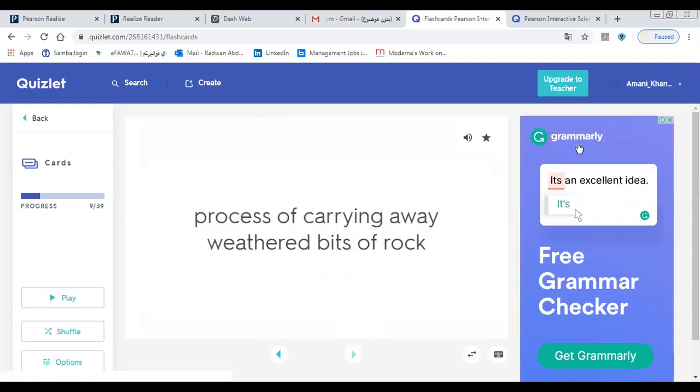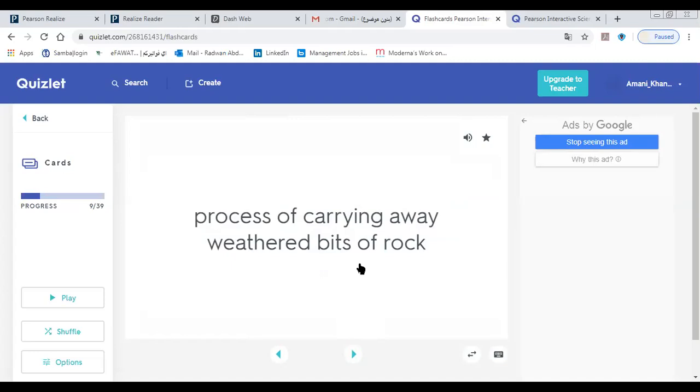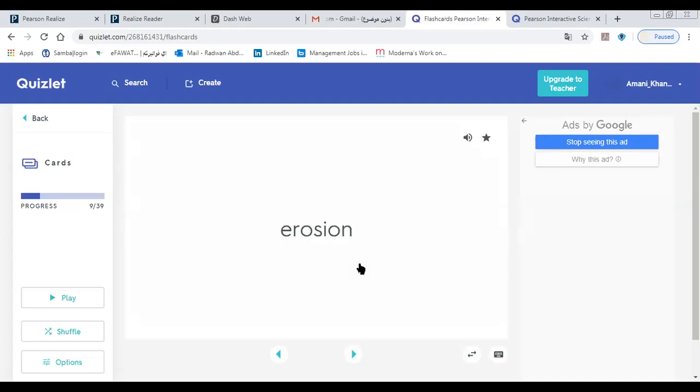Now, the process of carrying away weathered bits of rock. Who can tell me what it is? Erosion. Excellent. Listen. Erosion.